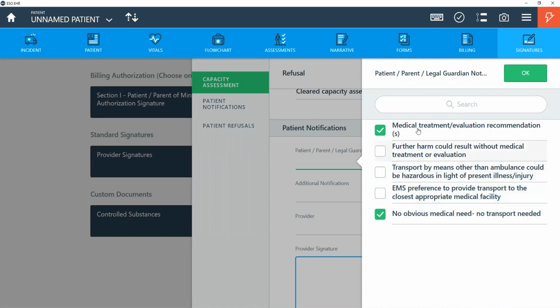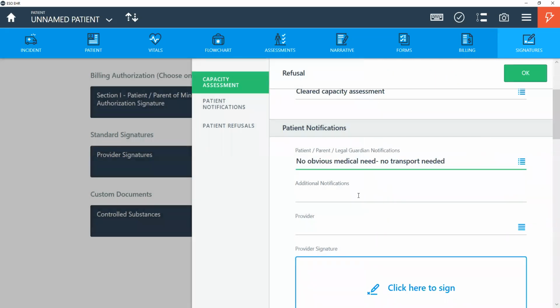Or, man, dude, you're doing just fine. Someone else called for you. You look fine. You say you're fine. I don't think there's any medical need. No transport's really needed. Click it. Let them know. And maybe you say, hey, why don't you follow up with your primary care doc? So we say, advise patient to follow up with primary care physician, right?